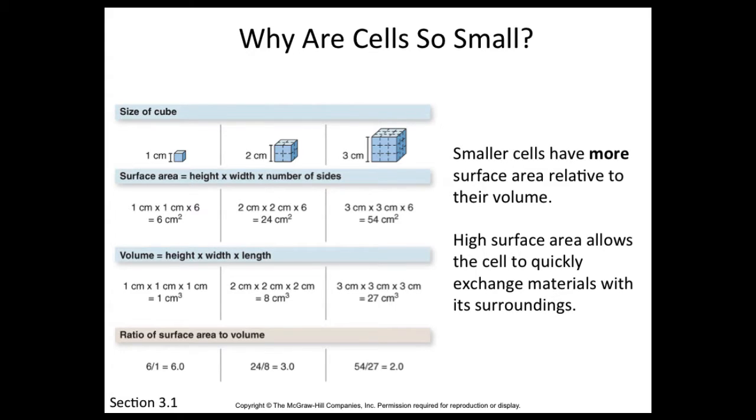So you might be asking yourself, why is it that cells are so small? Well, the short answer is, smaller cells are able to communicate more efficiently with their outside environment. And the reason for this is because smaller cells have more surface area that is relative to their volume. And this high surface area allows these cells to quickly exchange materials with the surroundings around them.